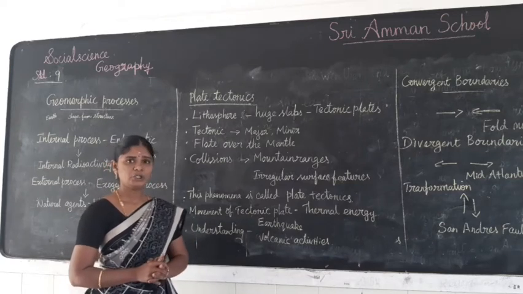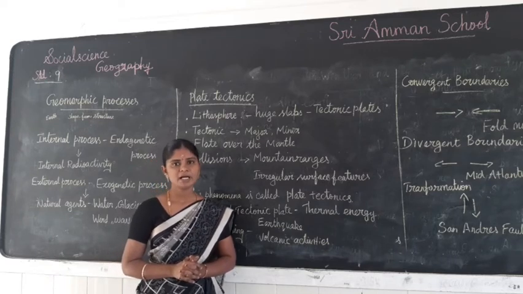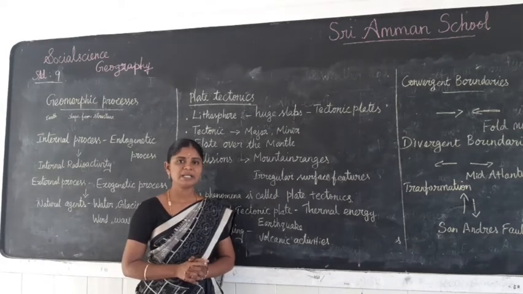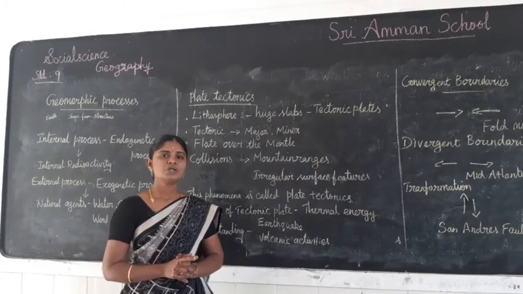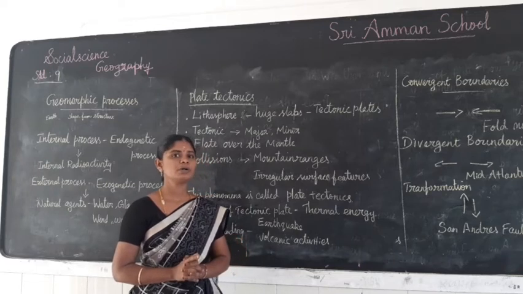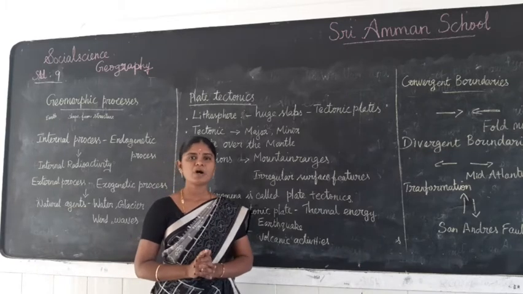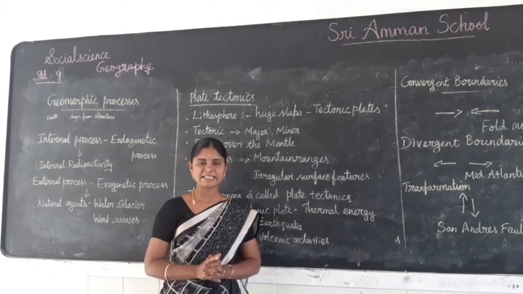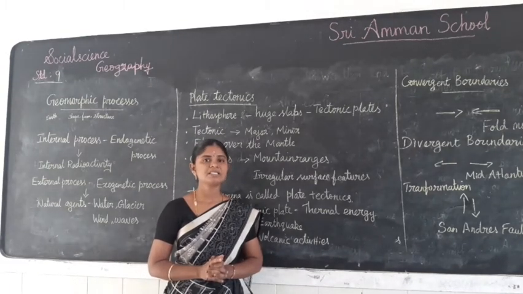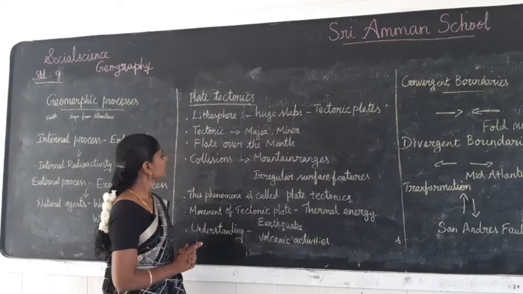The plates are divided into two types: continental plate and oceanic plate. The continental plate is made up of silica and aluminum, called Sial, and the oceanic plate is made up of silica and magnesium, called Sima. So the oceanic plate is denser than the continental plate. The continental Sial layer floats over the Sima layer. Both plates float over the mantle because the mantle is in a molten form. Do you understand that? Yes.